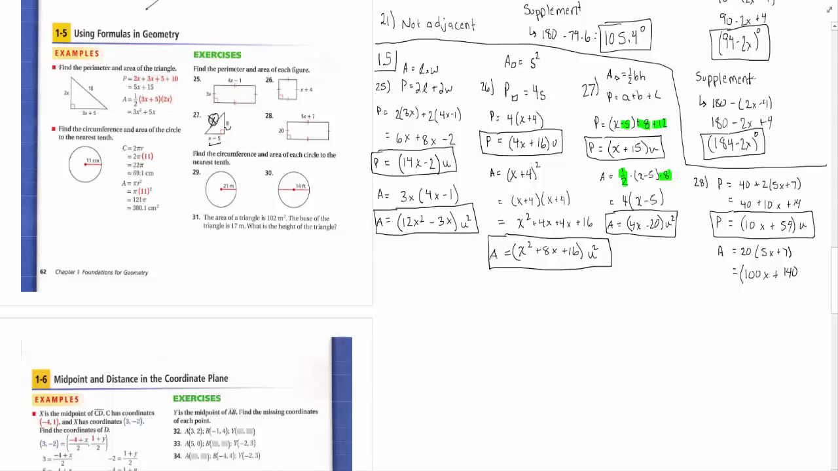In this case, again, we're done. We just simplify it as much as we can. We can't really simplify anymore, so it's going to be units squared. It's our area, and there you go.